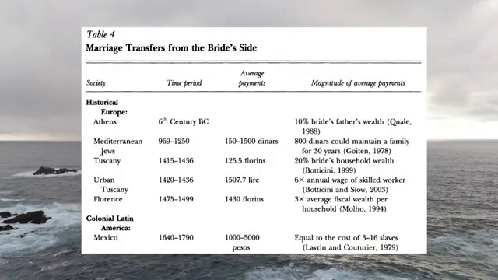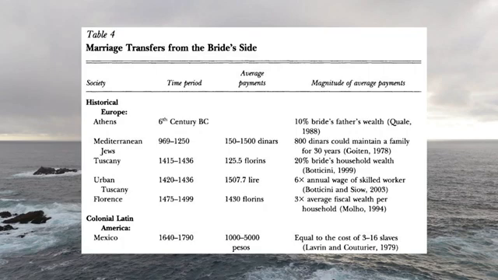So this goes chronologically. And if you look at the top, you see Athens at 6th century BC. There's the birthplace of democracy right there. So cradle of Western civilization. A typical dowry payment paid to the man was 10% of the bride's father's wealth. That's a pretty hefty sum of money. I mean, if you're a young guy getting married.